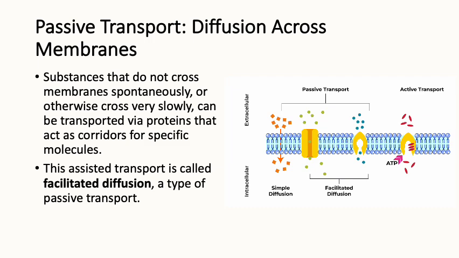Some substances cannot cross the membrane easily on their own, even if diffusion would normally allow it. In these cases, cells use transport proteins that act like corridors or channels. This process is called facilitated diffusion. Even though proteins are involved, no energy is required because the substance is still moving down its concentration gradient. Facilitated diffusion allows cells to be selective about what enters and exits while taking advantage of passive transport mechanisms.